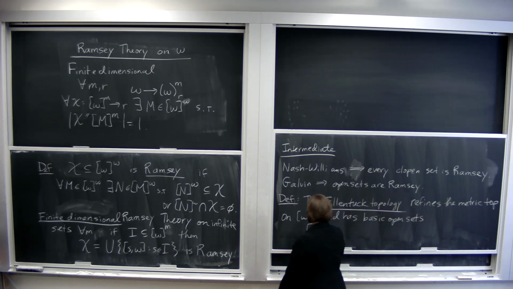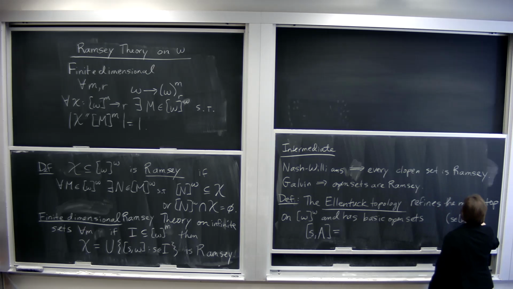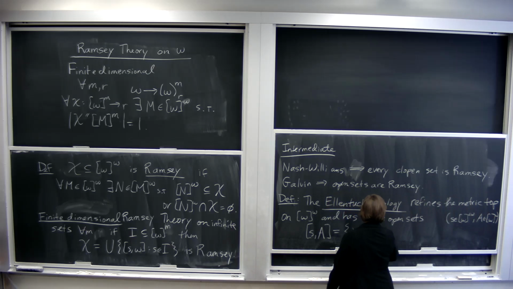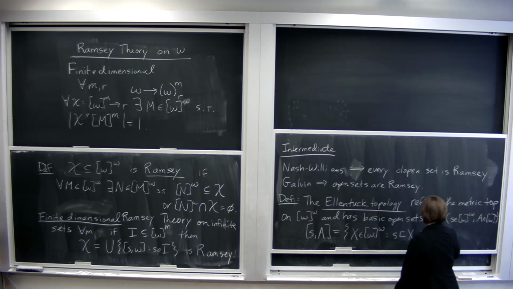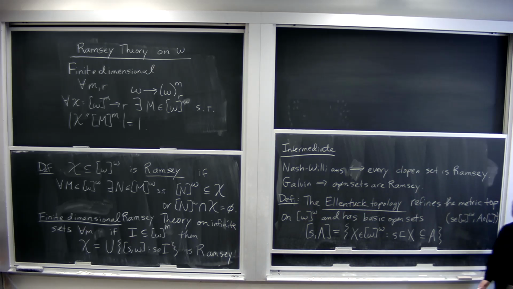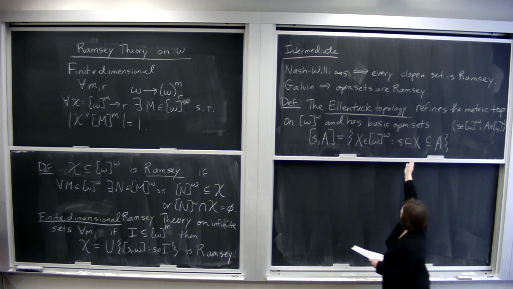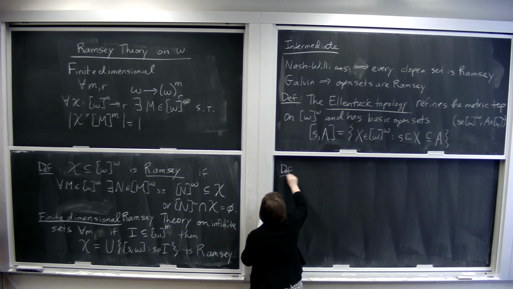Basic open sets of the form, let's put that here, S A, where S is finite, A is infinite, okay. And S A is the set of X's, which are infinite, which end extend S and are contained in A. Okay. So this is a topology which refines the metric topology. And now with respect to that topology, we can talk about Ramsey-ness still.